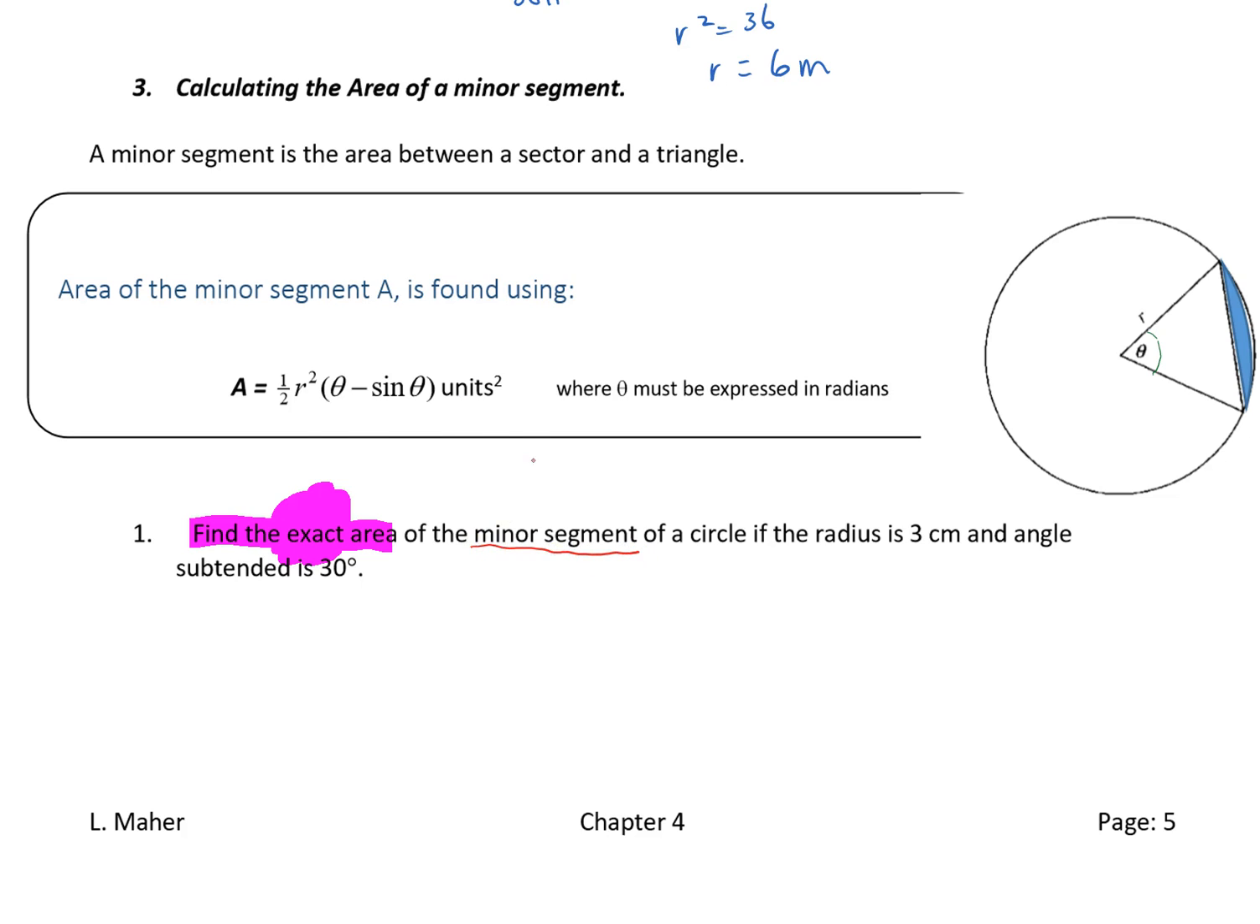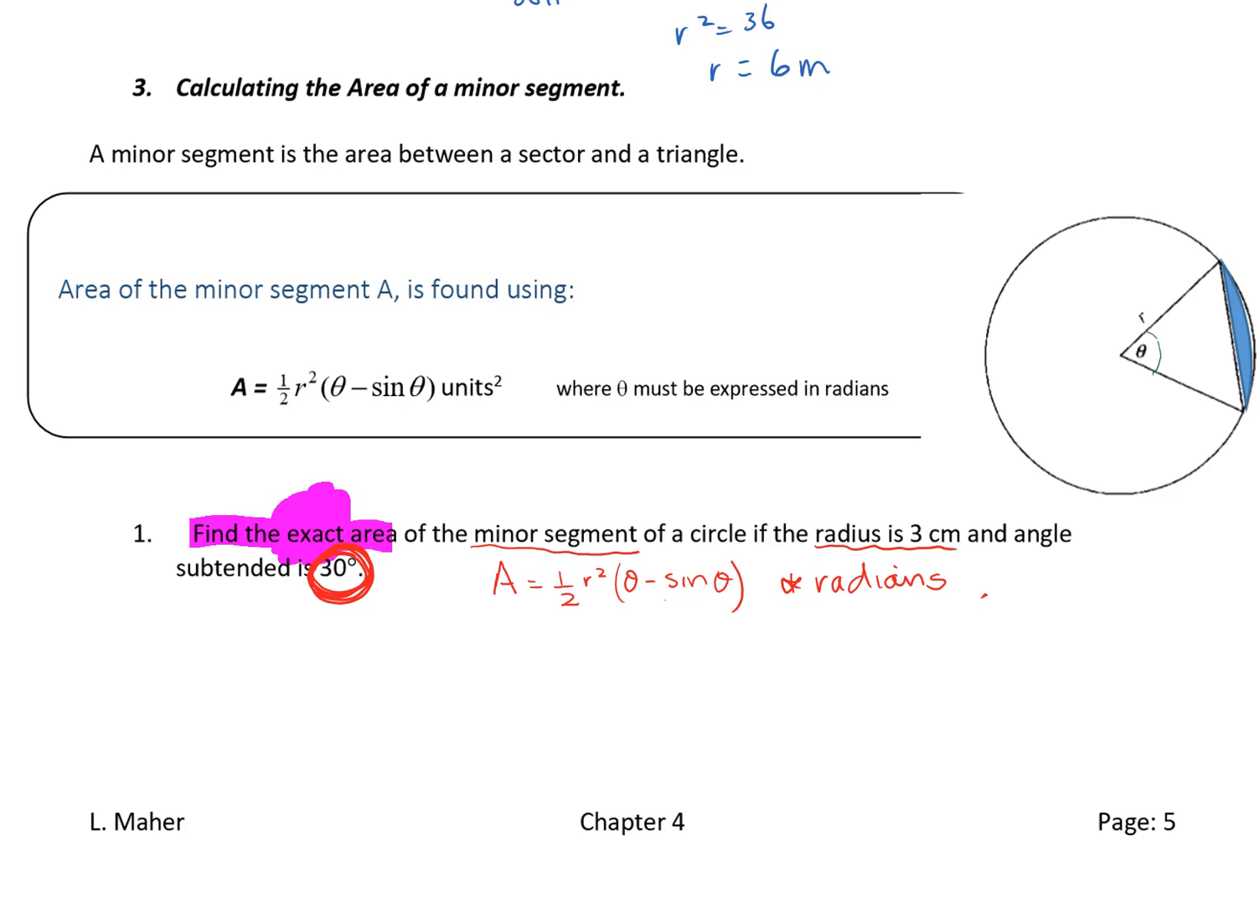Yes, so I'm thinking minor segment, and its area is this formula, half r squared theta minus sine theta, of a circle if the radius is 3 and the angle subtended is 30 degrees. Got a problem here. I know if I'm going to use this formula, the angle has to be in radians. The angle is not given in radians, so I'll have to do a conversion.